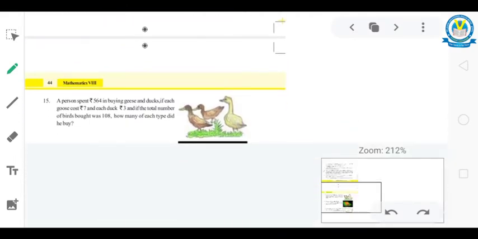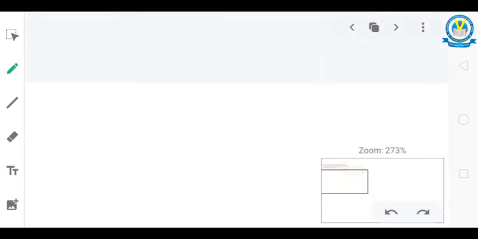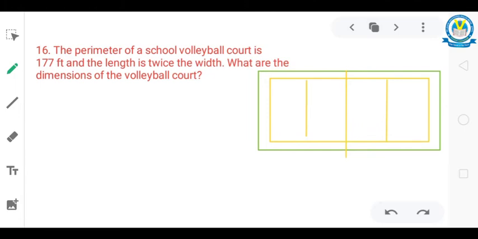Next, moving to question 16. The perimeter of the school volleyball court is 177 feet, and the length is twice the breadth. What are the dimensions of the volleyball court? Observe, this volleyball court is in the shape of a rectangle. Here we are talking about perimeter. So the perimeter of the school volleyball court is given, the value is 177 feet.